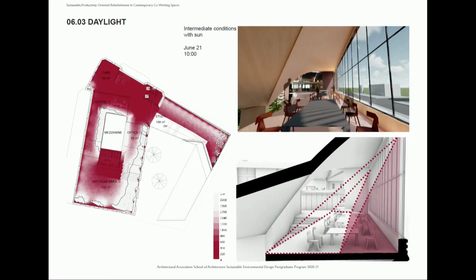So regarding the daylight, as I said before, the aim was to create various environments within the building in order to let the occupant choose the space according to their needs. So the aim was to create a high level of daylight and a low level of daylight within the building in different places, so that the occupant can choose the space according to their needs.